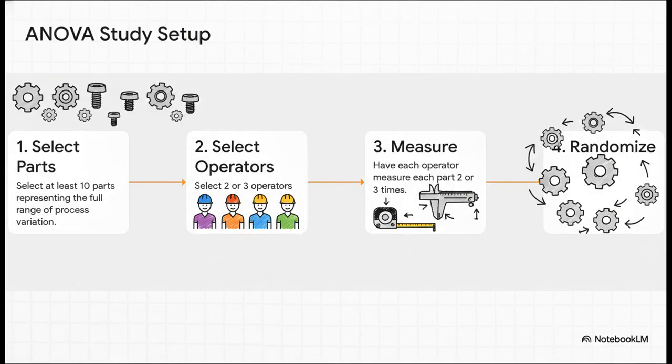Now listen, setting up the study the right way is absolutely critical. You can't just wing it. You need a good sample of parts, at least 10, that really represent the full range of what you normally see. You'll need 2 or 3 operators, and they'll each measure every part a few times. But the secret sauce, the thing that makes it all work, is step 4. You have to randomize the order. That stops people from just remembering their last measurement and writing it down again. It keeps the data honest.